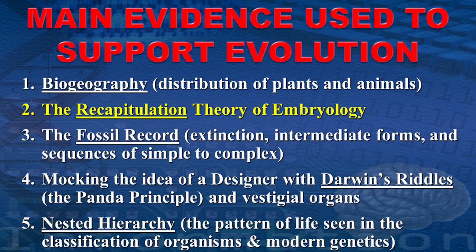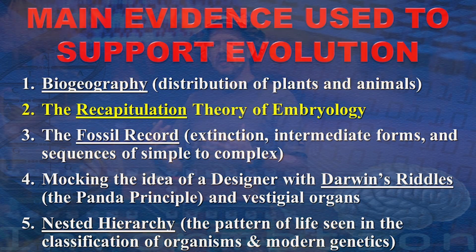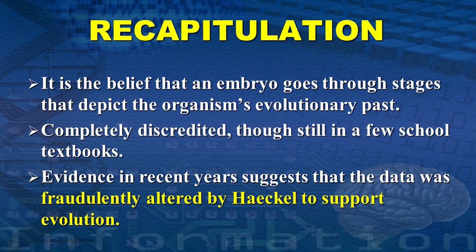Okay, the second one here we're going to move quickly to is embryology, and that is this recapitulation theory of embryology. This goes all the way back to Haeckel and Darwin's time, and it's this idea that as an embryo is developing, it reenacts or mirrors its evolutionary past. And so it goes through these various stages that kind of mirror where it came from. And this idea has now been completely discredited, but it's still in school textbooks.